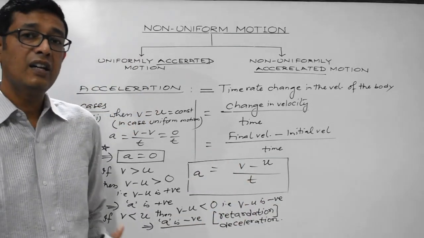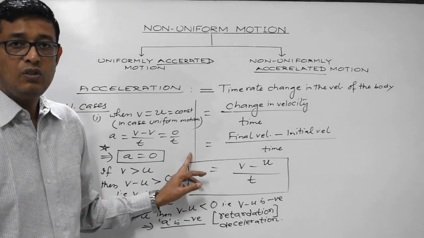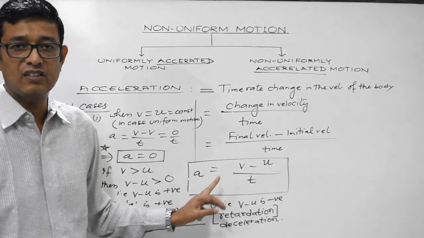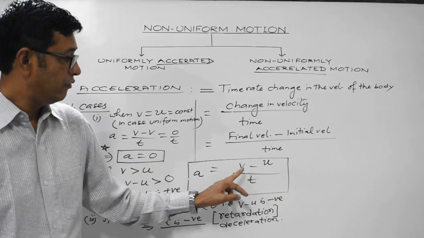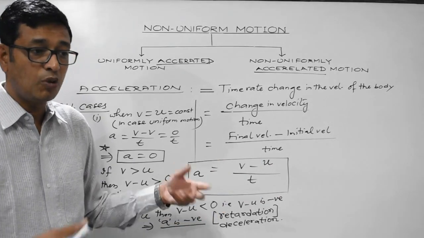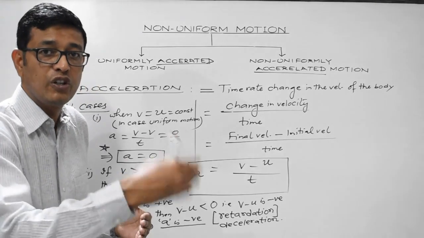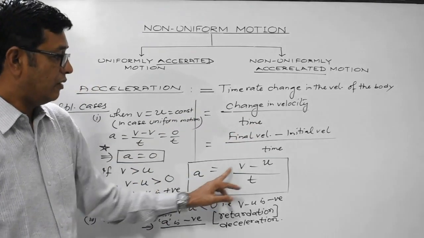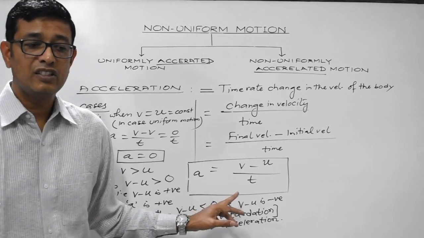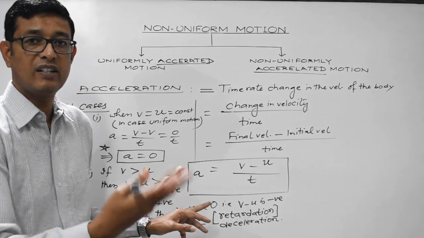Clear? Again I am repeating. A can be 0 only when V is equal to U. That is, when the velocity is constant, then acceleration is 0. Second, when V is greater than U, then A is positive. It means that in this case the body is speeding up, that is, its speed is increasing with each unit of time. And when V is less than U, then A is negative. That is, it is the situation of applying brakes, that is slowing down of a body per unit time.